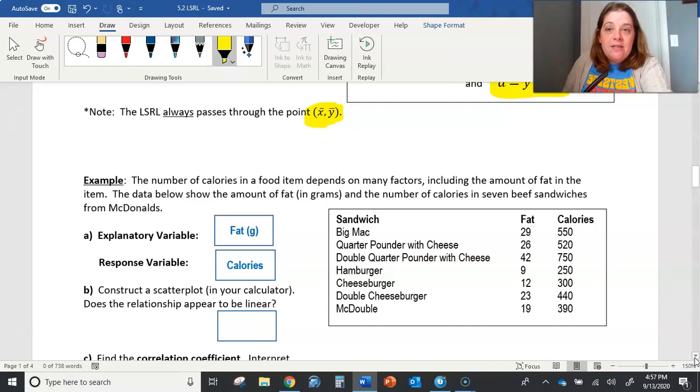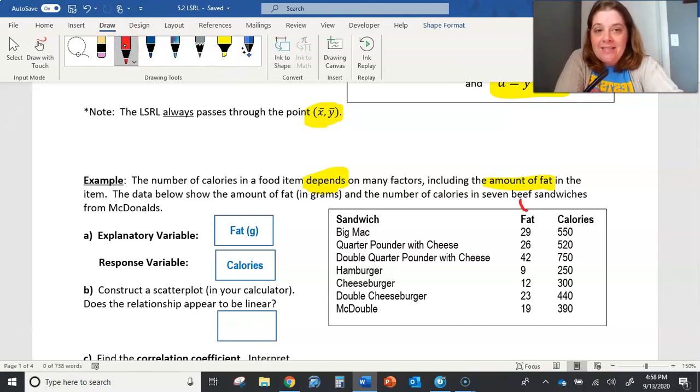Okay, so it says the number of calories depends on many factors, including the amount of fat. So that means the calories are our dependent variable and the fat is our independent variable. The independent variable goes on the x-axis and the dependent variable is the response to that. So we know as fat goes up, the calories probably go up, and as fat goes down, calories also go down. So the number of calories is dependent on that fat. So my explanatory variable, which we're going to use as x, is the fat content, and our response variable, y, is the calories.